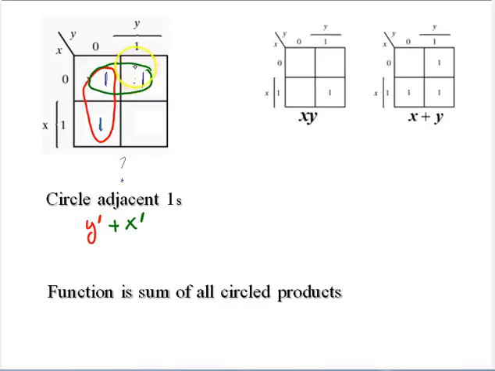Once we put it in this map, what we're finding is what's adjacent. If they are adjacent to each other, that means that one of the variables must have changed between 0 and 1, so we've shown algebraically why that would be eliminated.